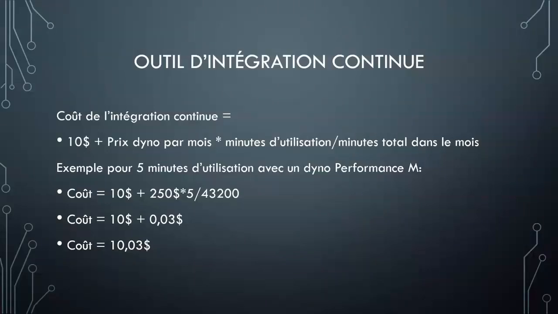So let's take an example for a use of 5 minutes in the month with a dyno performance M. A dyno performance M costs at least $250, so we have $10 base plus 250 multiplied by 5 minutes of use divided by 43,200 minutes in a month. This would come to $10.03 for 5 minutes of use with the dyno performance M.